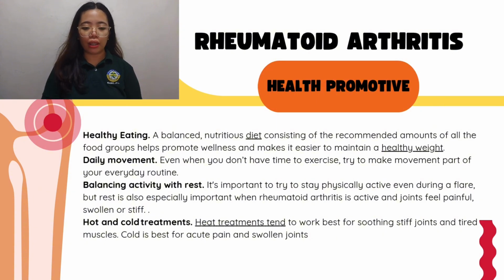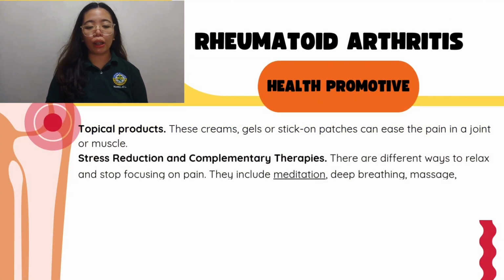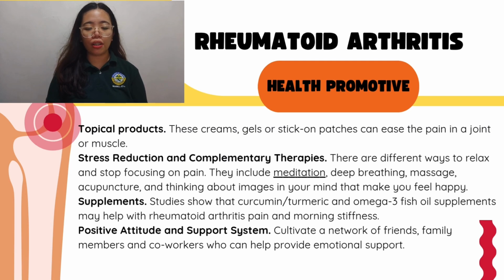Hot and cold treatments. Heat treatments tend to work best for soothing stiff joints and tight muscles, while cold is best for acute pain and swollen joints. Topical products. These creams, gels, or stick-on patches can ease the pain in a joint or muscle. Stress reduction and complementary therapies. They are different ways to relax and stop focusing on pain. They include meditation, deep breathing, massages, and acupuncture.